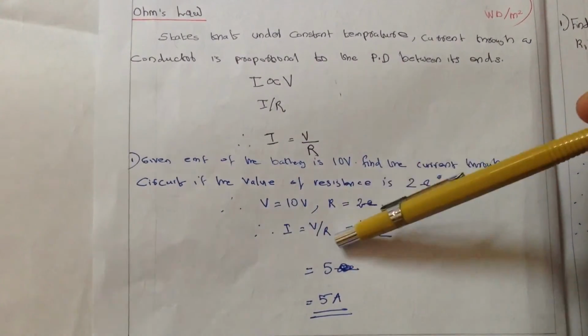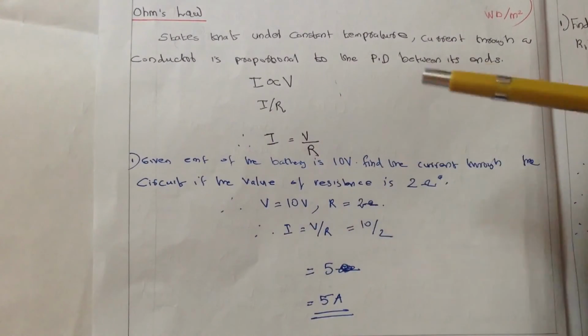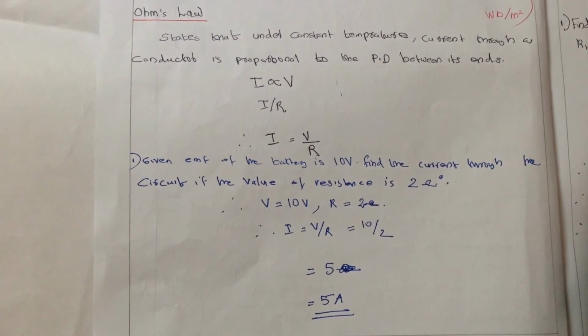So I is equal to V by R. So 10 by 2 is equal to 5. 5 ampere is the answer. So this is the explanation of Ohm's law. I hope you understand the basics of this law.